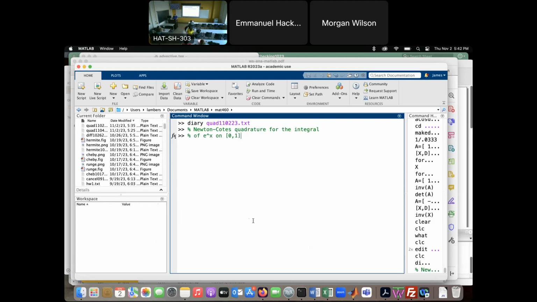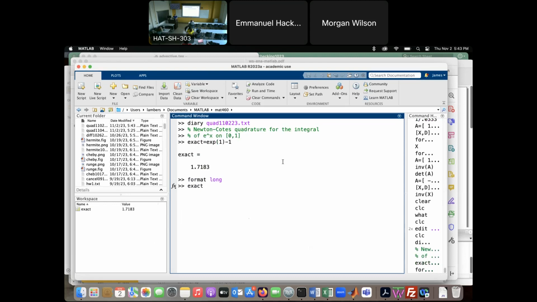Now, what is the exact value of this integral? You all had Cal 2. I'm not expecting you to rattle off decimal places. Yes, so the exact result, I'll call the variable exact, is exp of 1 minus 1. Okay, so I want format long for this.